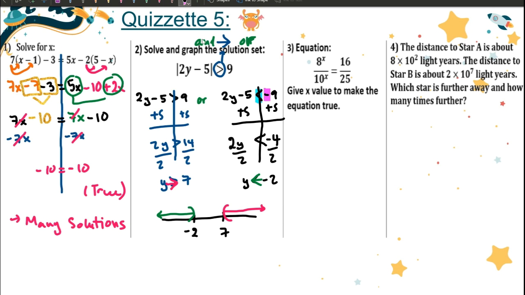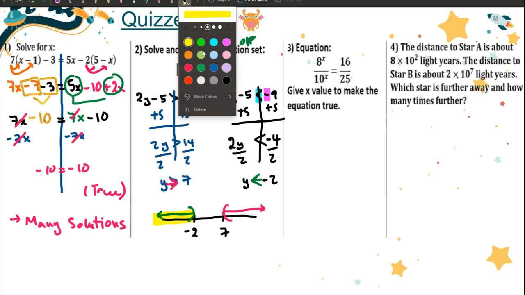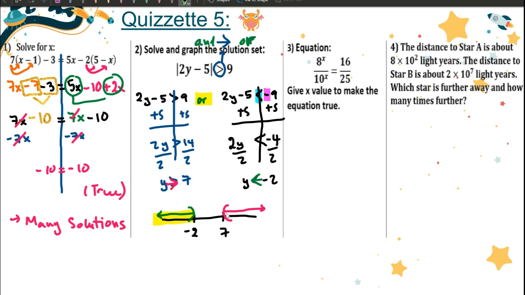So one more time, the problem that we're working with is the OR problem. OR means take all possible solutions. Which means that any number less than negative 2 is a possible solution, and any number greater than 7 is another possible solution. We're going to take all of them, so it will be from negative infinity to negative 2, union from 7 to positive infinity. Alright, that's pretty much it.